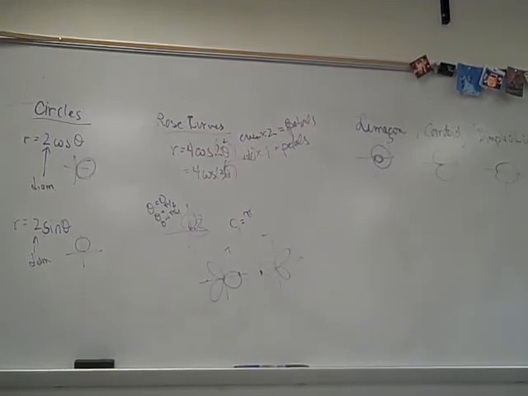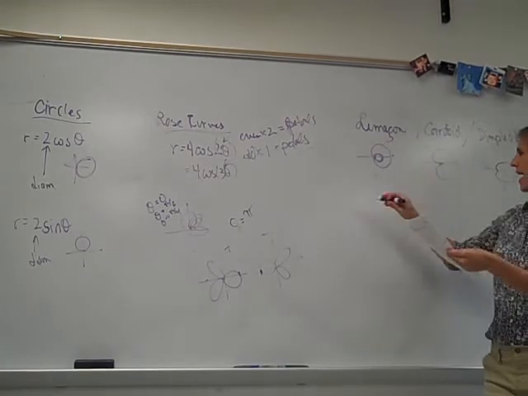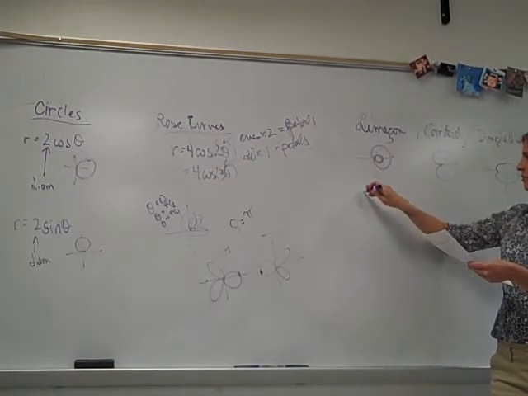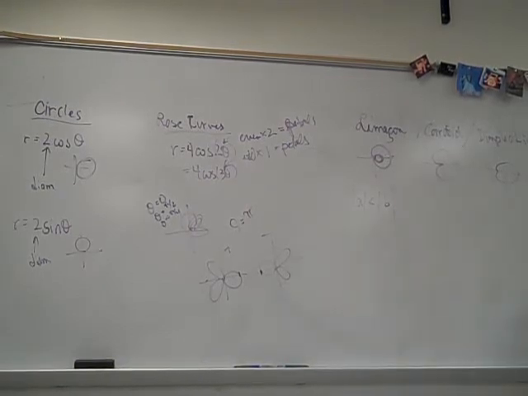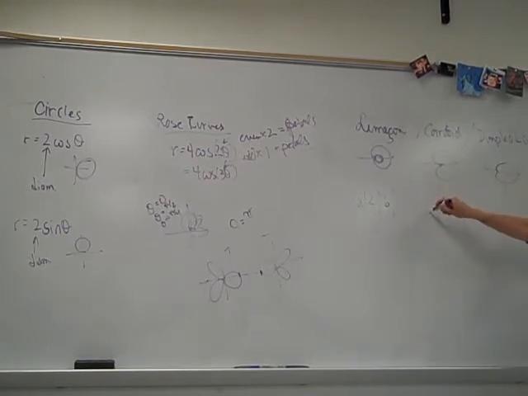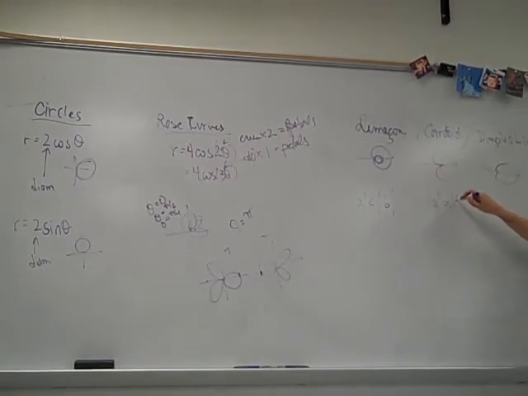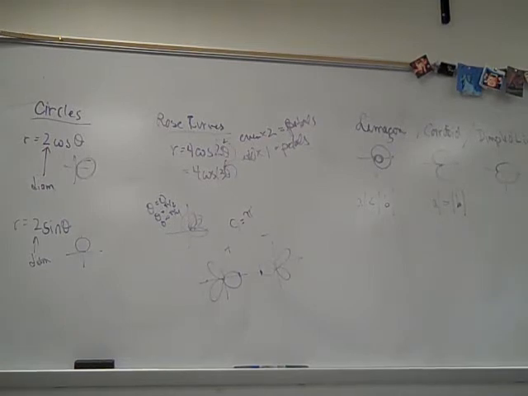And the way to tell the difference, what I do is I plug in some numbers, but there are rules. Like the Limaçon one, did you notice? The absolute value of A was always smaller than the absolute value of B. Whereas on the cardioid, the absolute value of A was always equal to the absolute value of B. And then the other ones, it's going to change still.